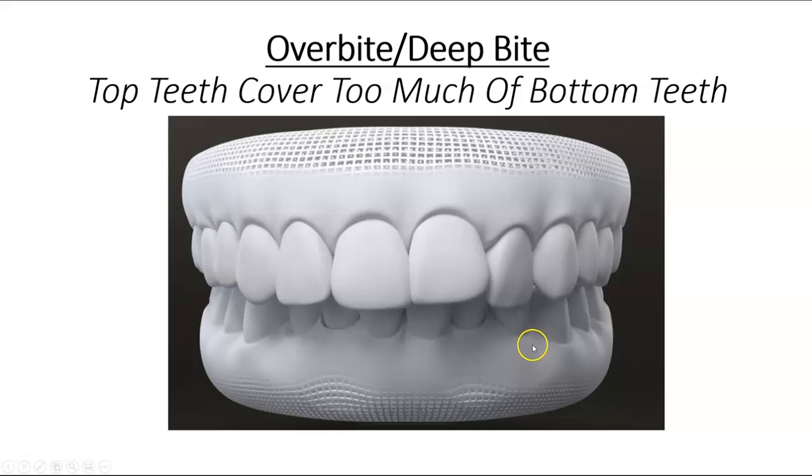The next category is the opposite of an open bite, what is called an overbite or a deep bite, where the top teeth cover too much of the bottom teeth. Usually you could see that the top teeth are covering the bottom teeth about 60 to 70%. Sometimes they could even cover 80, 90%. So this is called a deep bite. That's the fancy name of categorizing this bite. Sometimes we could say, hey, there's a deep overbite. So that's why we left two names here.